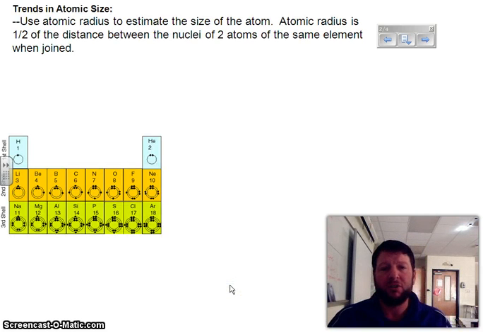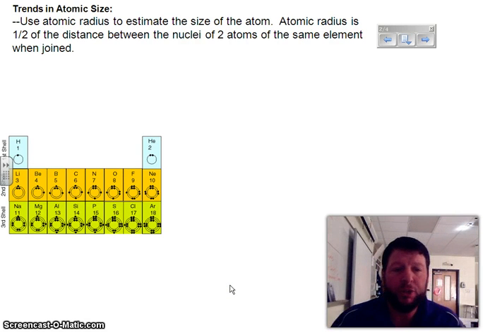First of all, let's talk about trends in atomic size. We use atomic radius to estimate the size of the atom. Now remember what radius is. Radius is 1/2 of the distance between the nuclei of two atoms of the same element when joined. So put two atoms of hydrogen right next to each other, and then we measure from the nucleus of one to the nucleus of the other, and half of that distance will be the atomic radius, or size, of one of those atoms.